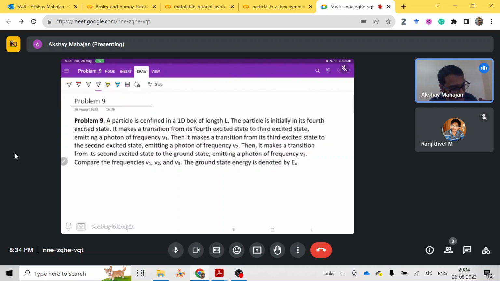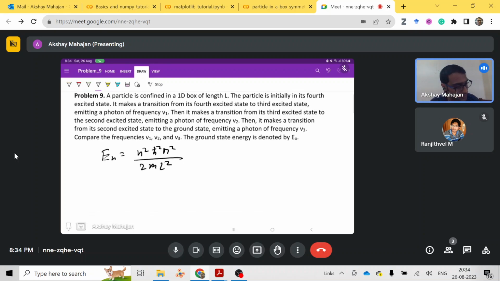Again we know that our energy E_n equals n squared h-bar squared pi squared by 2mL squared, for the box of length L. This is the energy of each nth state. Let me write it as n squared times E naught, where E naught equals h-bar squared pi squared by 2mL squared, just to make things clear.